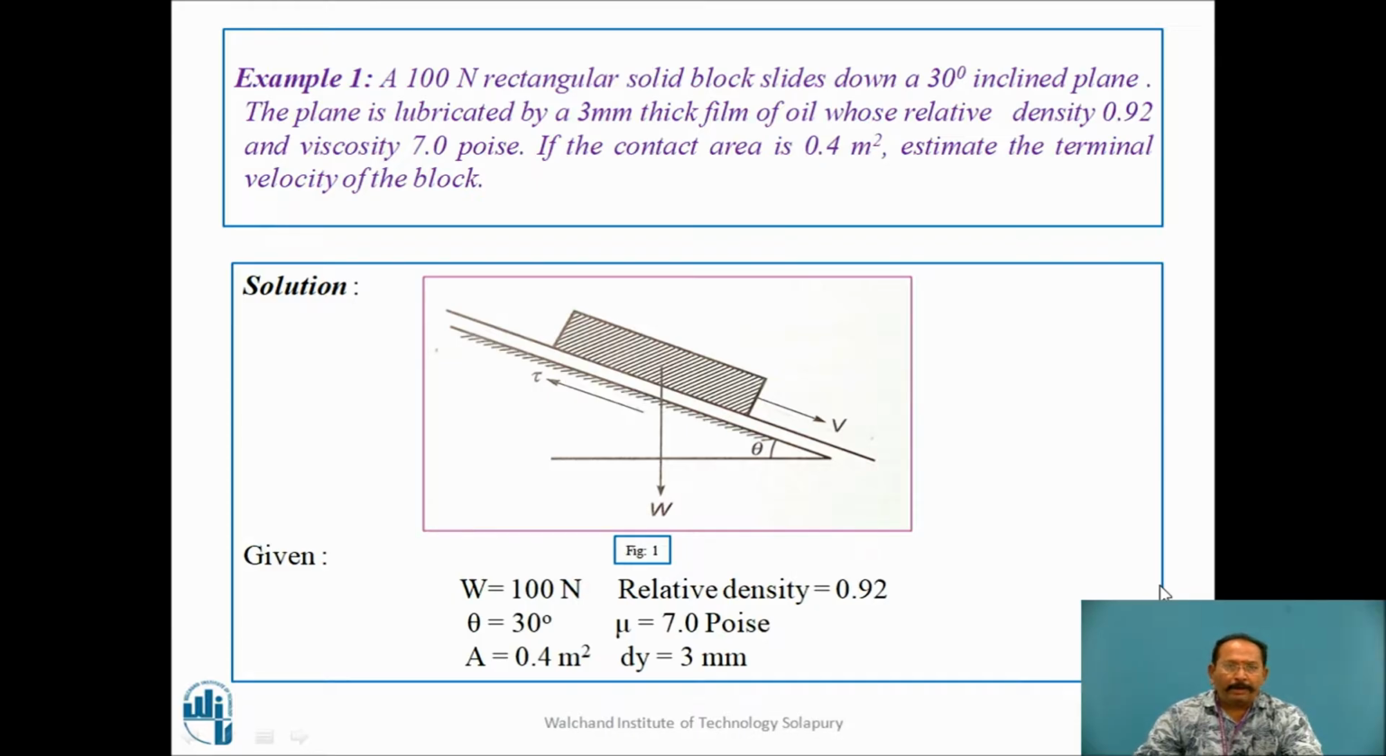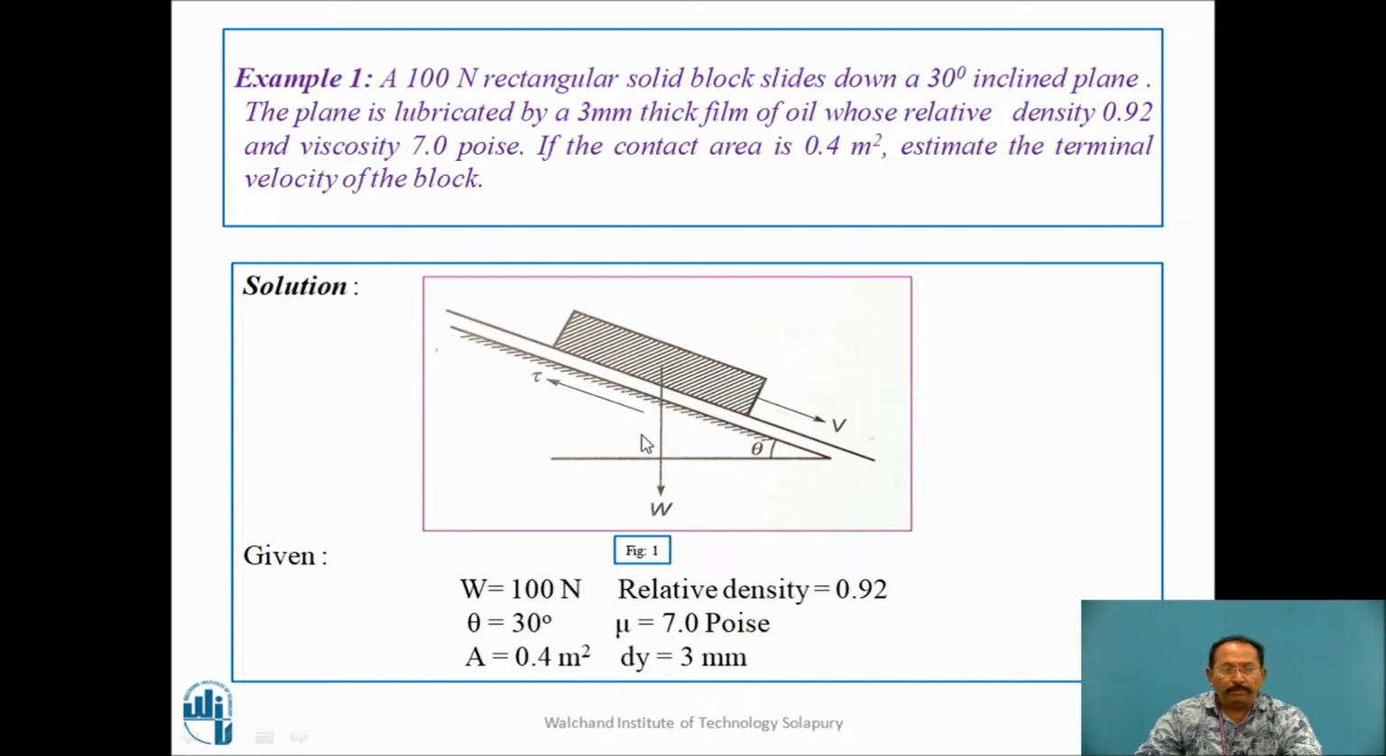A 100 Newton rectangular solid block slides down a 30-degree inclined plane. The plane is lubricated by a 3 millimeter thick film of oil whose relative density is 0.92. Relative density is the specific gravity. And viscosity is 7 poise. The contact area is 0.4 meter square. Estimate the terminal velocity of the block.